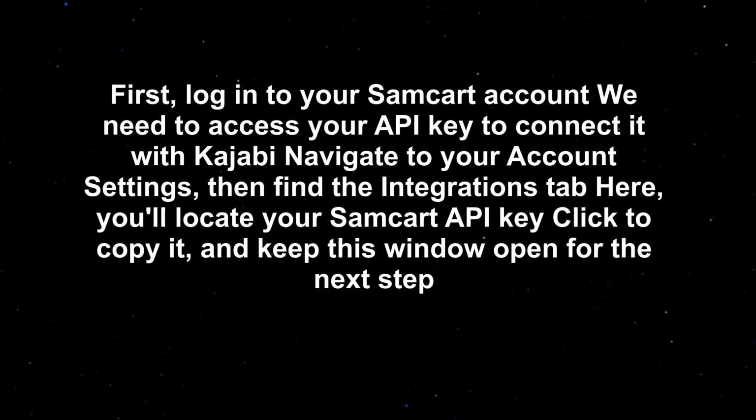First, log into your Samcart account. We need to access your API key to connect it with Kajabi. Navigate to your account settings, then find the Integrations tab here. You'll locate your Samcart API key, click to copy it, and keep this window open for the next step.